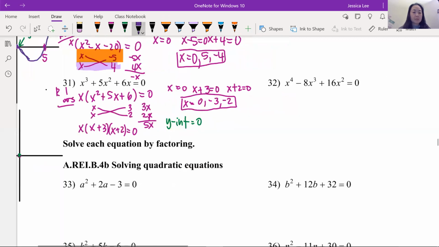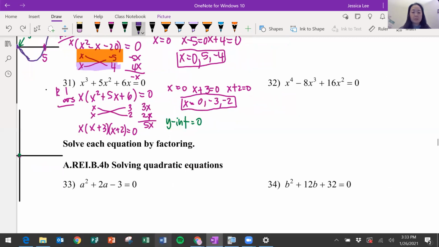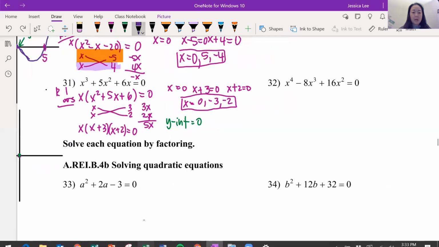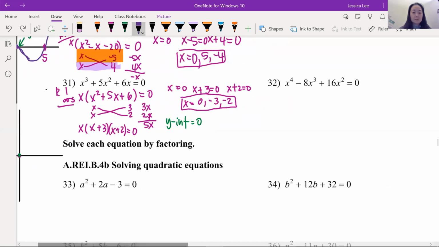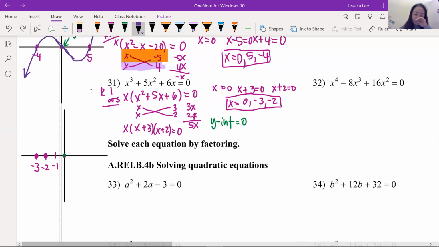Oh, that's not very good. Let me try this one more time. Okay, there we go. All right, so we're going to go right here. Go down, go up, and down, just like that. That's going to be our, what is it called? A parabola, not parabola, oh my dear. That's going to be our polynomial, right, our cubic.